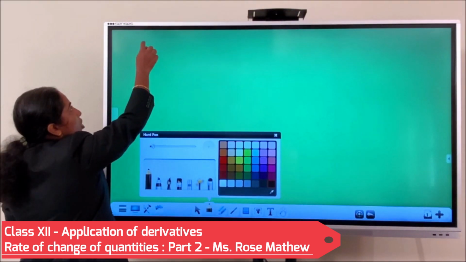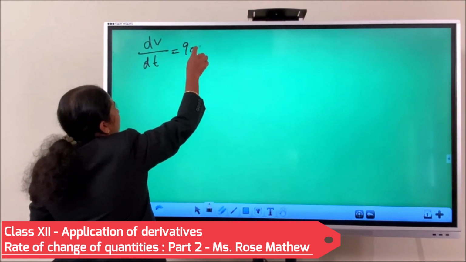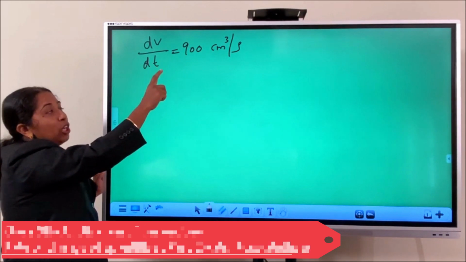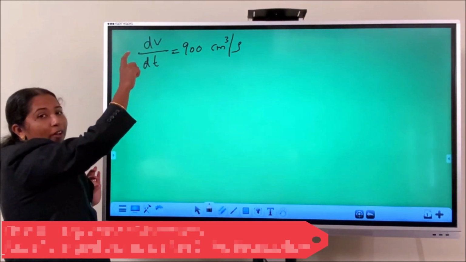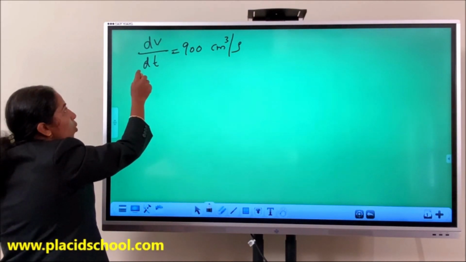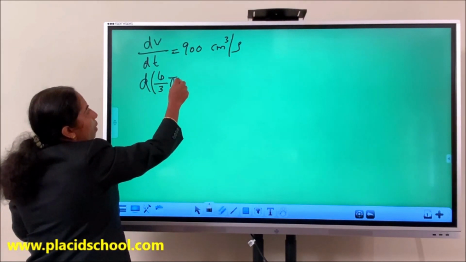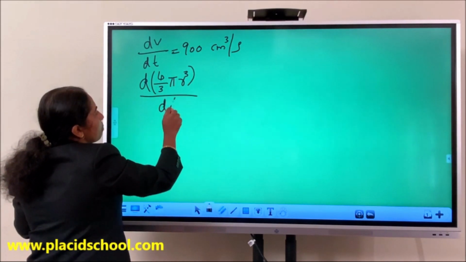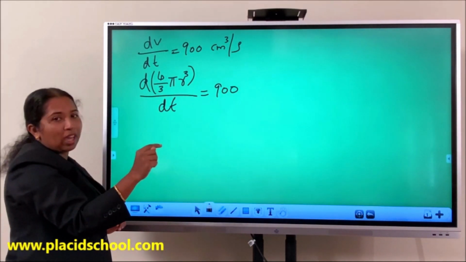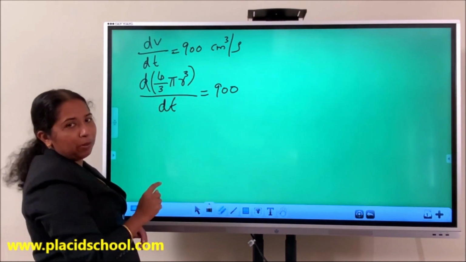It is given that the rate of change of volume with respect to time is 900 centimeter cube per second. A spherical balloon means you have to consider the volume of a sphere. We know that the volume of the sphere is 4 by 3 pi r cube. So as per the question, the rate of change of volume, 4 by 3 pi r cube, with respect to time is 900. Now I have to find the rate of change of radius of this balloon with respect to time when volume is changing at the rate of 900 centimeter cube per second.